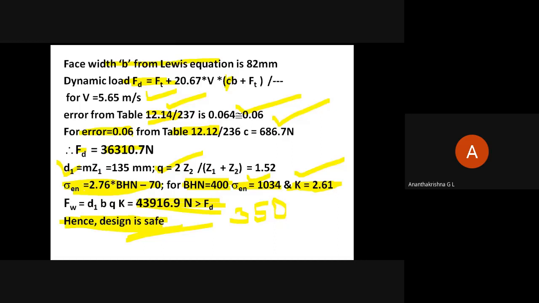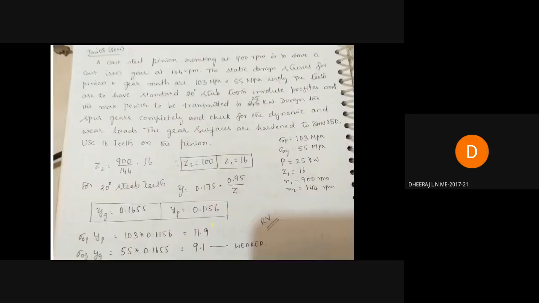Is that okay? Yes, sir. Any other people? Chetan Kumar, Dheeraj, any doubt? No, sir. No doubt. Okay. Shall we go to the next problem? Yes, sir. Note down this problem now.